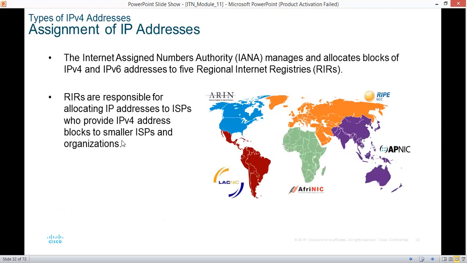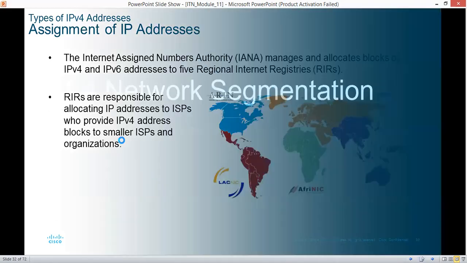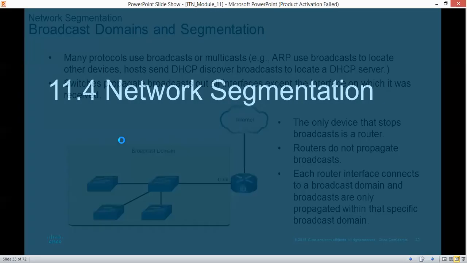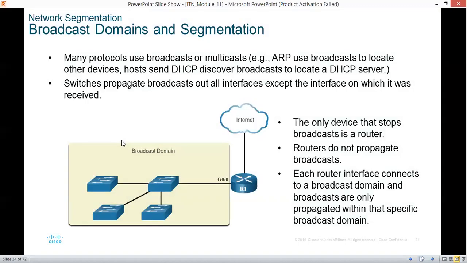Very important. This is assignment of IP addresses. So we have different continents with their own IP address. Like I was saying the last time, for Africa, which is AfriNIC, we are still yet to exhaust our IPv4 addresses.